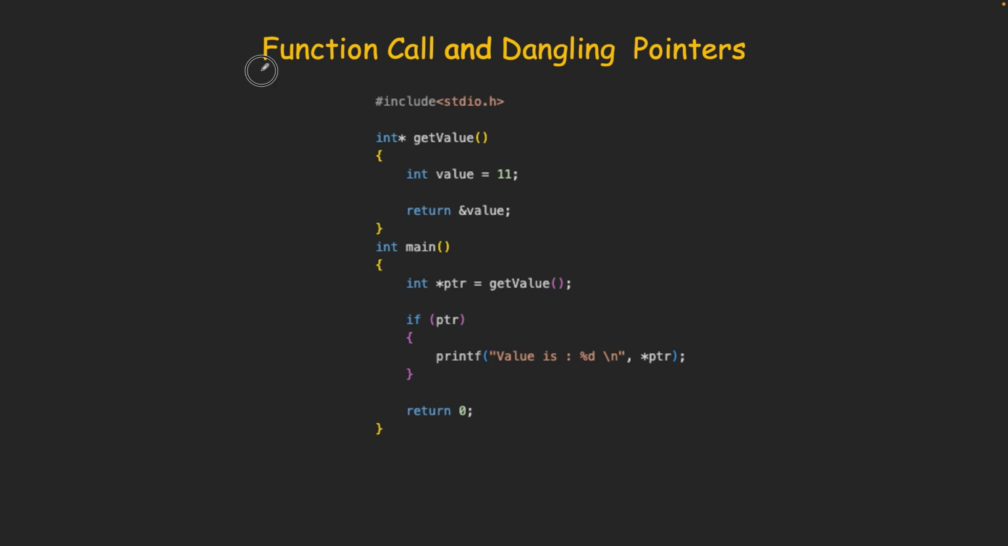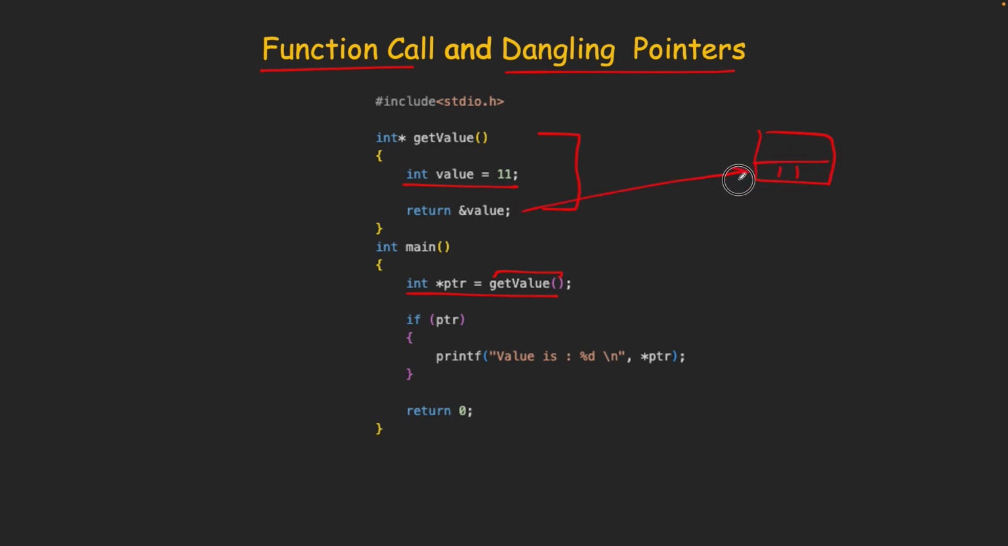Second scenario: function call and dangling pointers. Let's discuss the second scenario, which is due to stack unwinding after a function call. Take a look at this example. Here, we call the function getValue. Inside the function, we allocate a variable on the local stack and return its pointer.